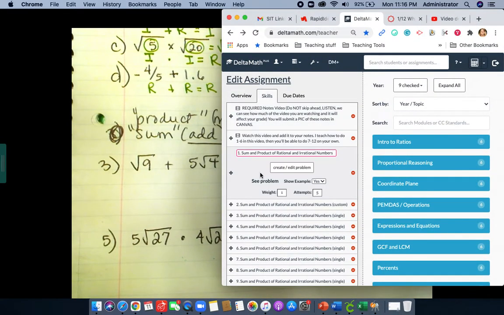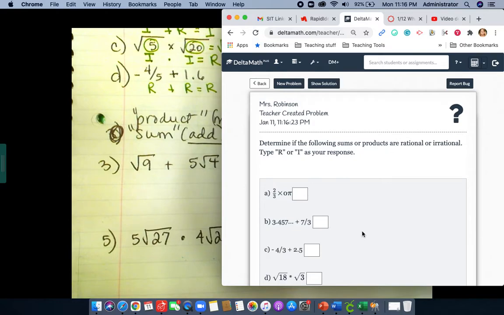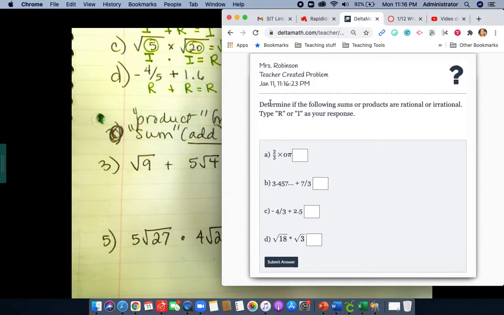So again, if you look at number 1, by the way, it looks very similar, okay? So it says determine if the following sums or products are rational or irrational and type R or I as your response. So be sure to look back at the examples we just went over for 1 and 2 to help you with these, remembering that you can type them in your calculator as well.